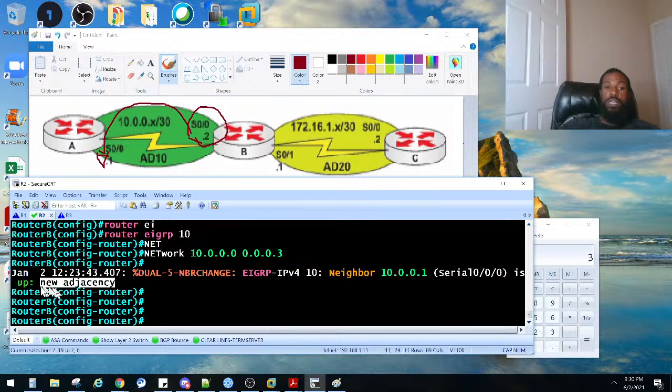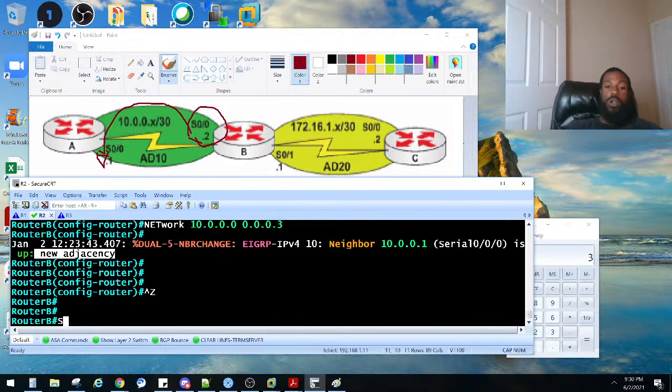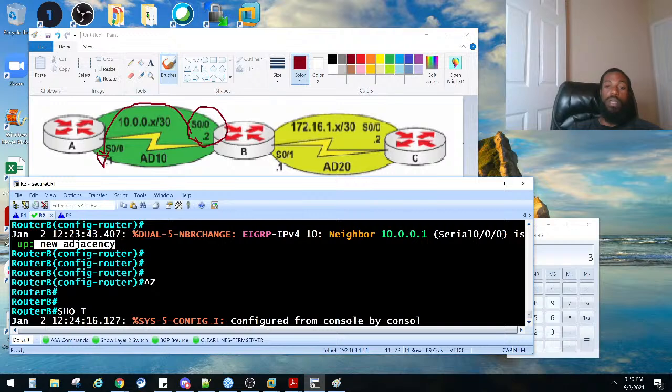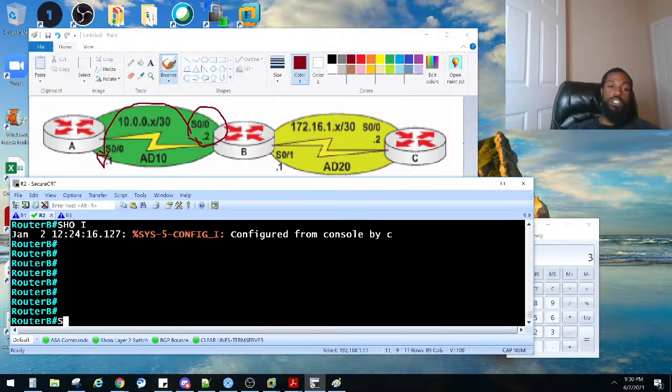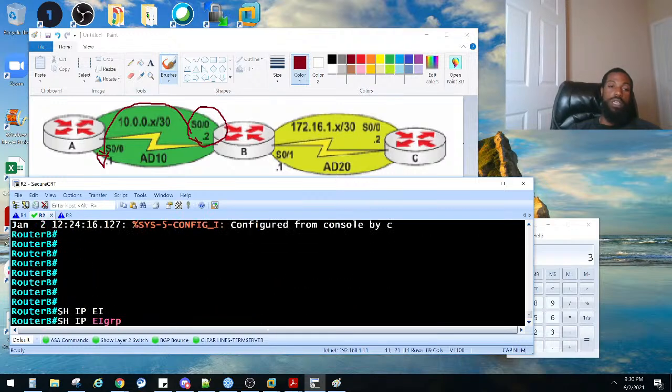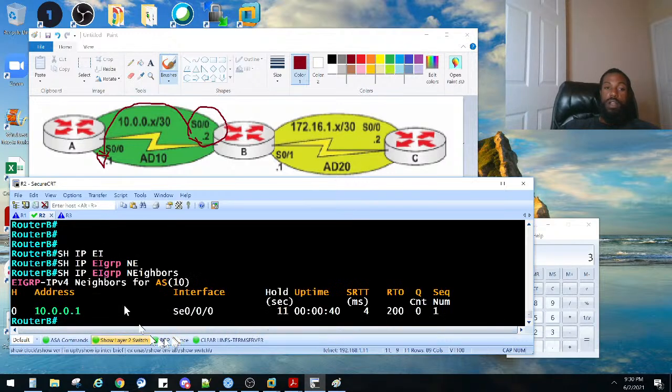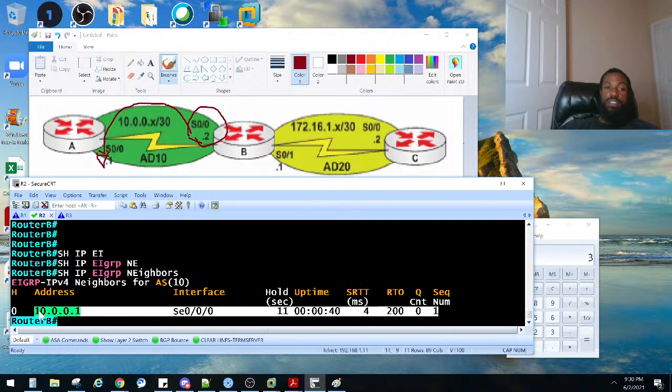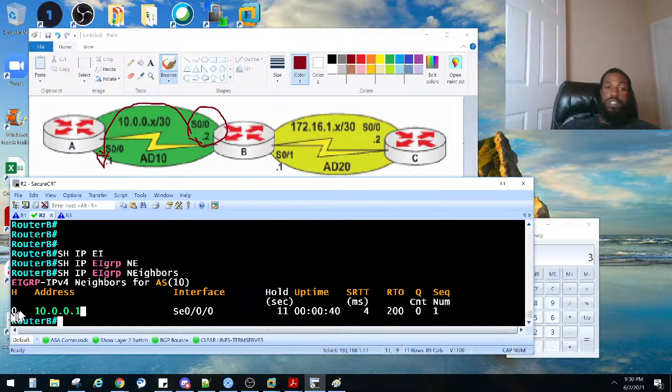New adjacency, right? So we do a show IP. We run some commands to see what we got, right? Show IP EIGRP neighbor is one way to do it. It says the neighbor is 10.0.0.1. This is the sequence number. If we have another one that comes up, it'll be neighbor number 2, neighbor number 3. It'll start with 0. So 0 and then 1, 2, 3, etc., right?